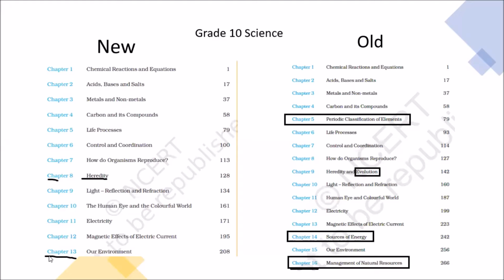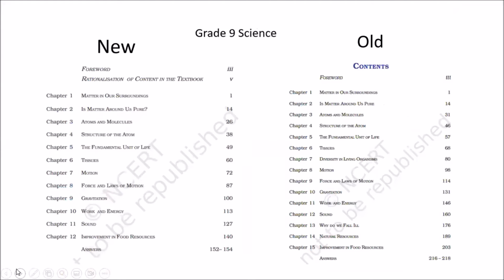What are the changes? You can see grade 9. Previously we had 15 chapters, and now we have 12 chapters. When we look at the change in the chapters, chapters 1, 2, 3, 4 remain the same, and chapter 5 remains the same. After that, previously we had chapter 7, diversity in living organisms, and in place of that, now one blank space has been added, which means chapter 6. After that we have chapter 7. So this chapter has been removed.